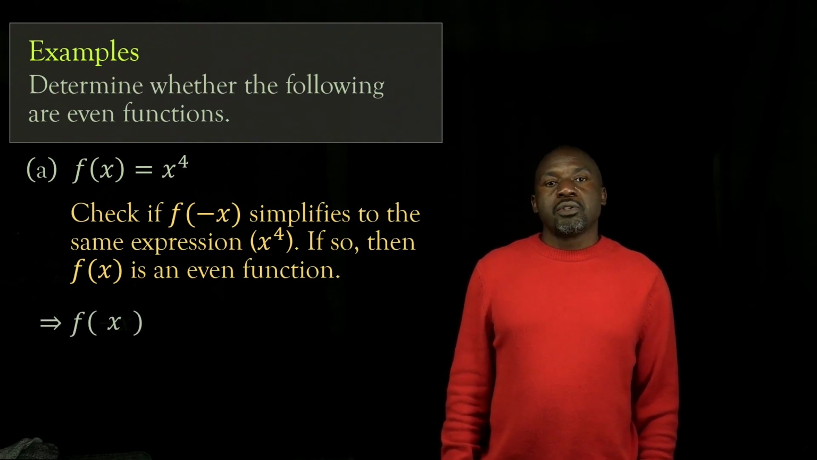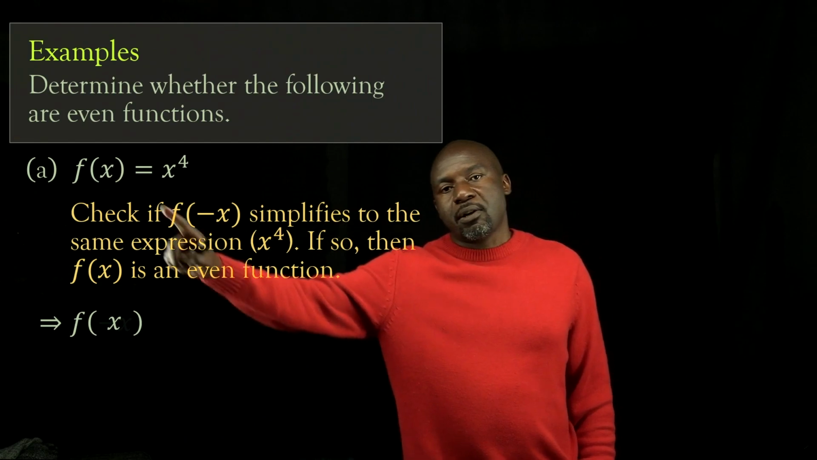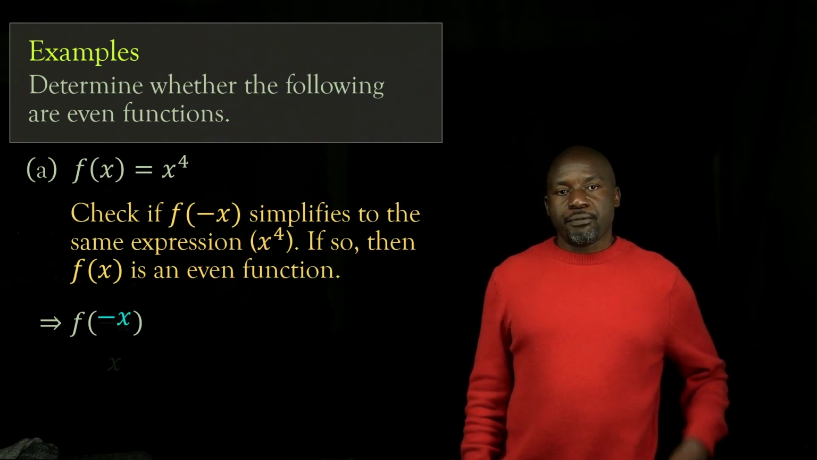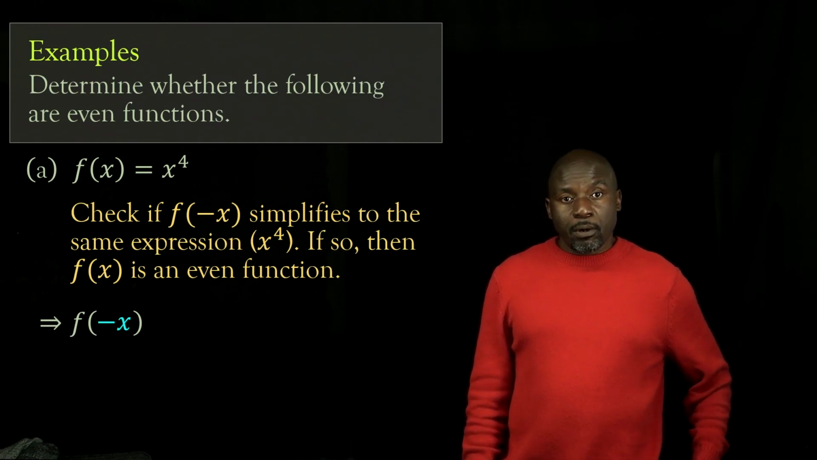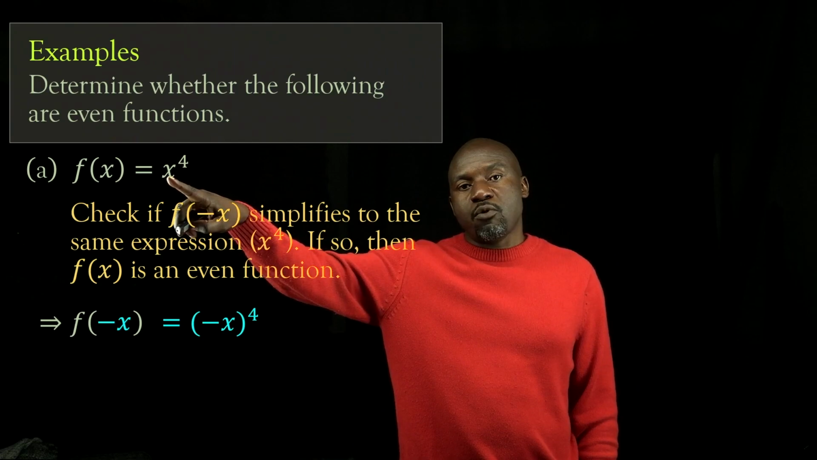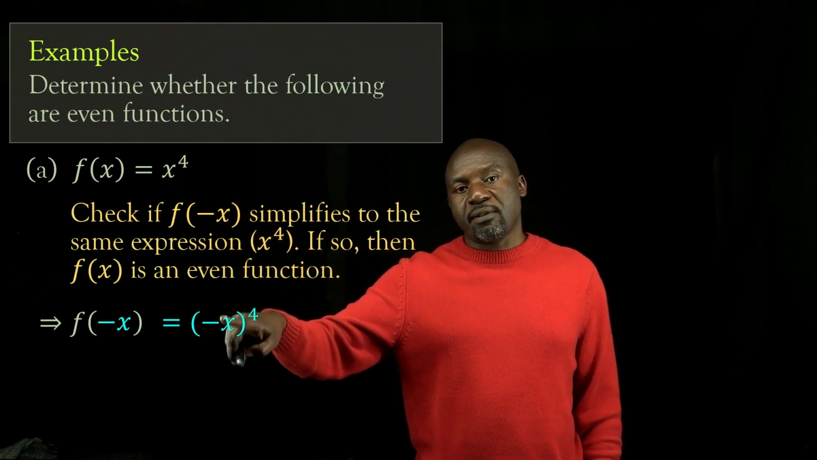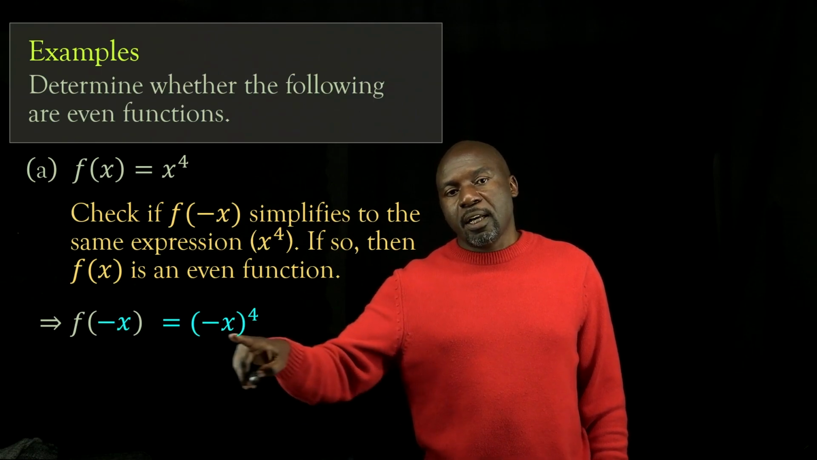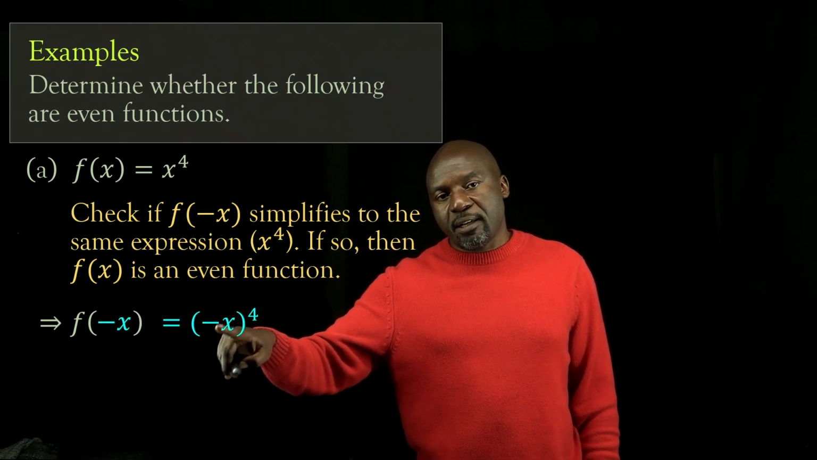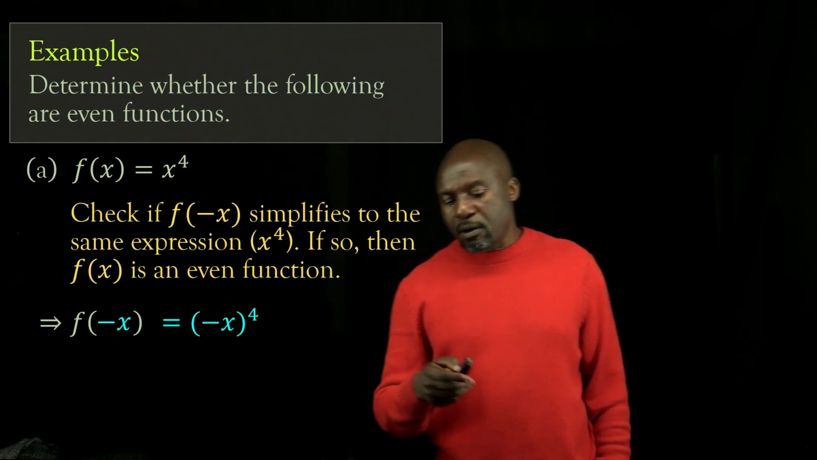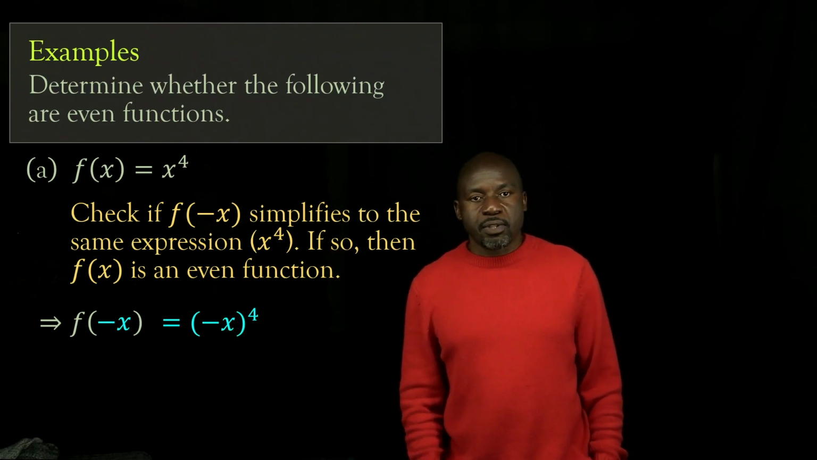Here we go. So what we do is, in place of x, we're going to put negative x. So what is f of negative x? All right, so this equals, in other words, where there is x, we remove it and put negative x. So we have negative x power 4. We have to put it in brackets so that we are sure that the negative belongs to x, and so the whole thing is being raised to the power of 4.